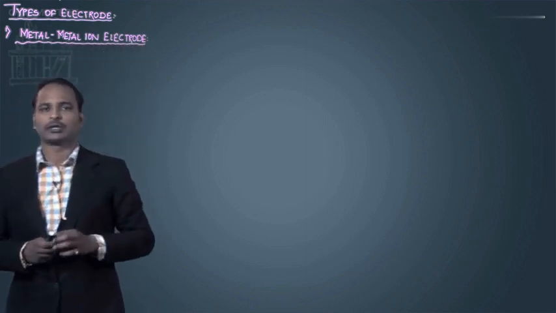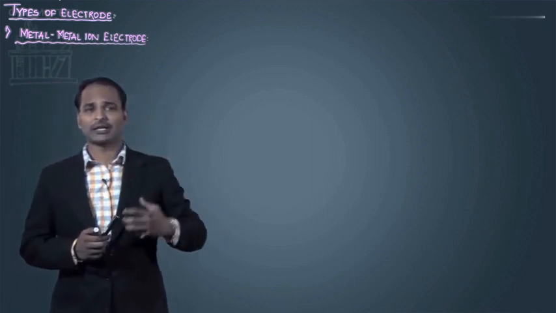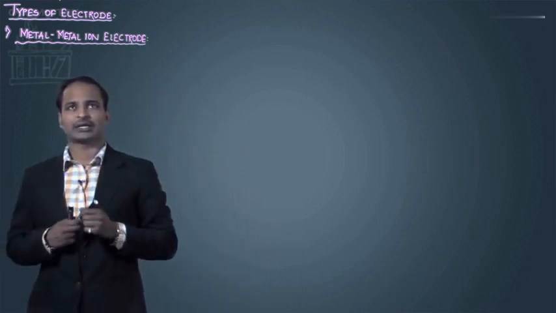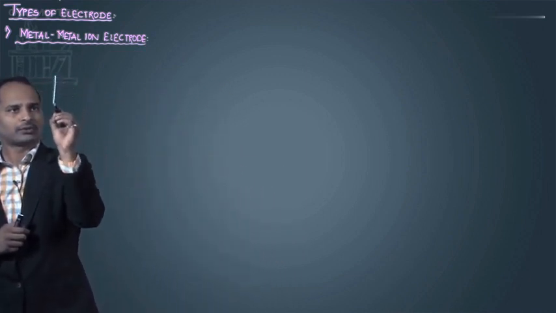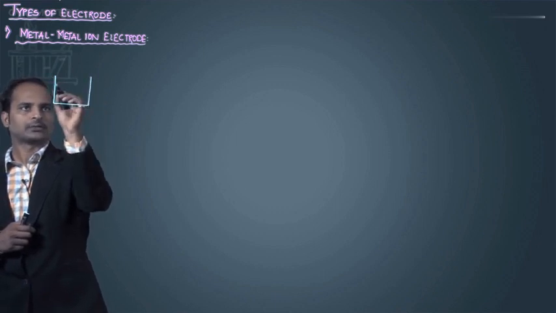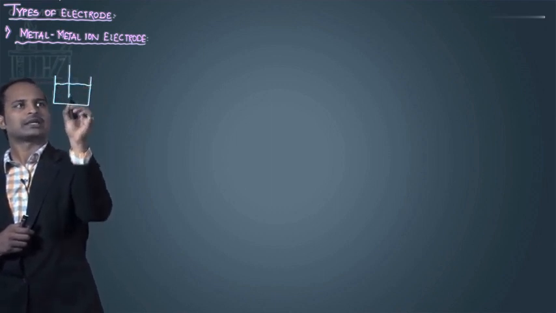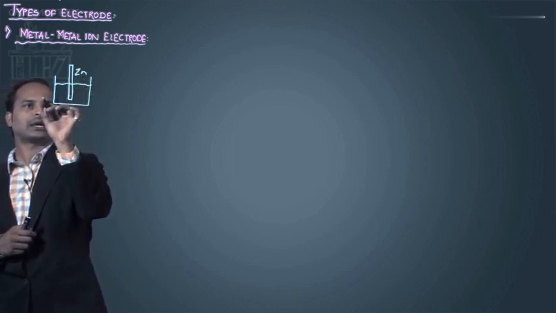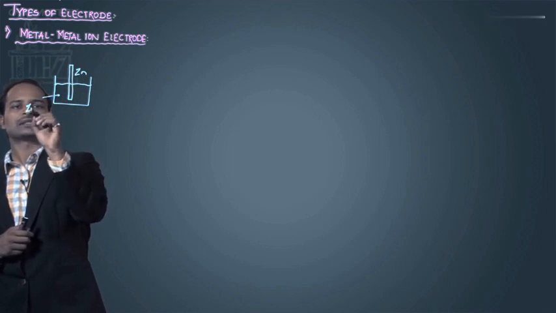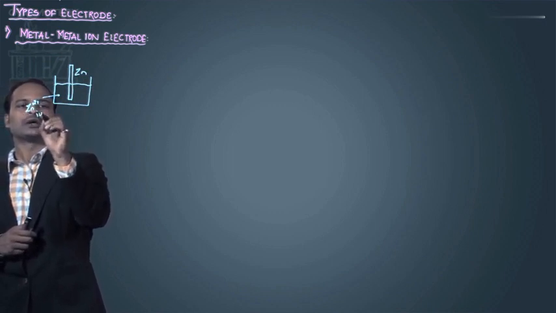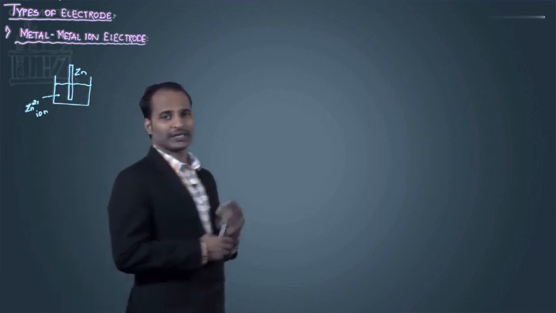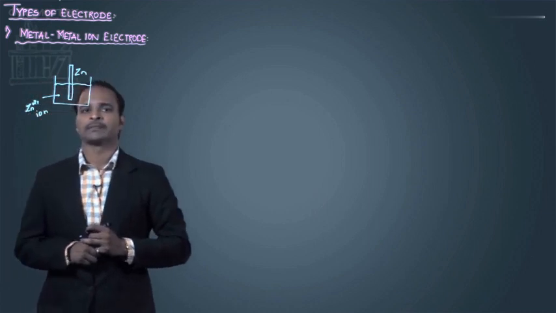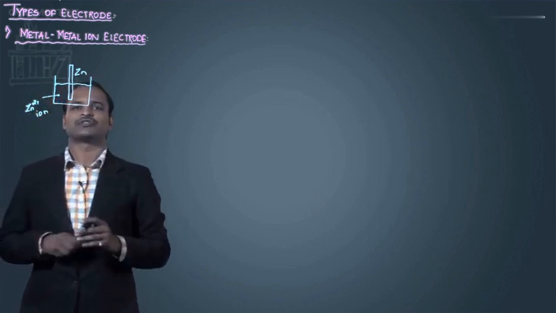Metal ion electrode. The metal ion electrode is the one where the metal electrode is placed in a solution containing the same metal ion. For example, suppose this is a zinc electrode, which is placed in a solution of the same metal ion. That is, this is a zinc electrode and the solution contains zinc ions. That means the solution may be zinc sulfate solution, or zinc chloride solution, or zinc bromide solution. That means the solution should contain zinc. So this is an example of a metal ion electrode.